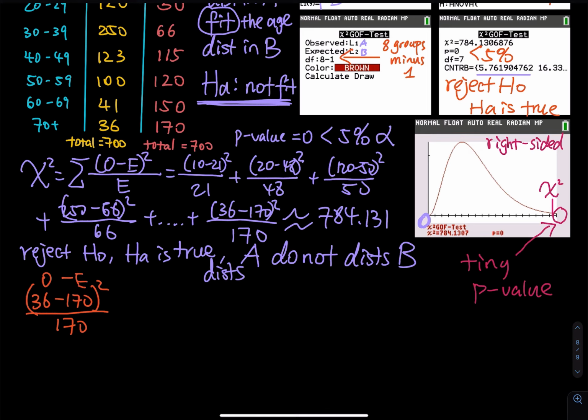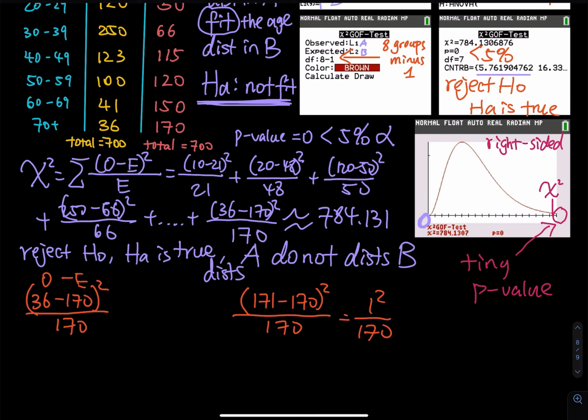Now, let's do a comparison. What if, just what if you have 171 minus 170 divided by 170? Now, without doing any math, just use your common sense. 36 fits 170 versus 171 fits 170, which one is a better fit? The answer is 171. If you compare the value, this is 1 squared divided by 170.